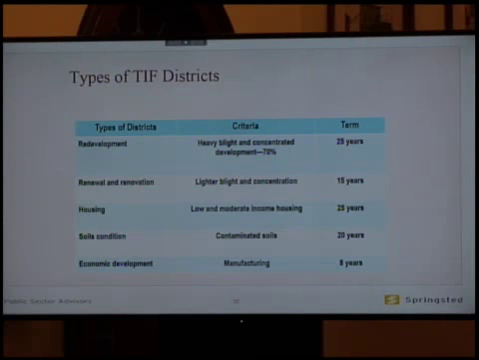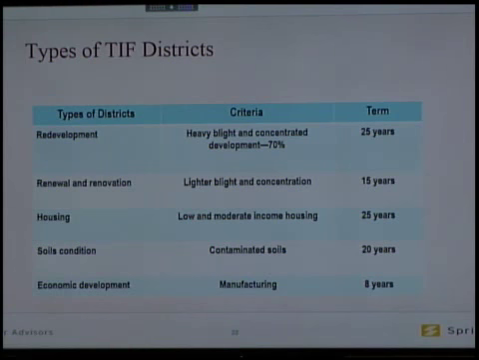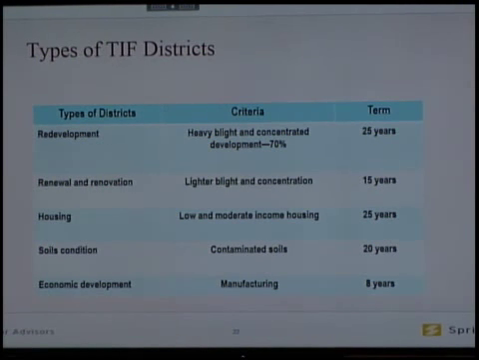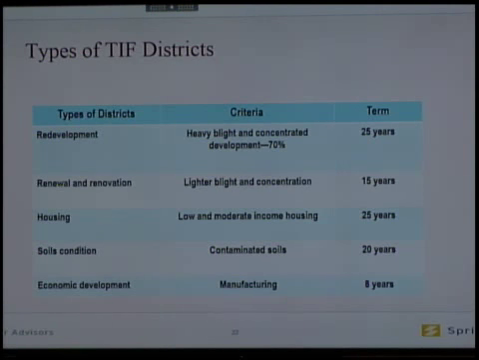These are the 5 different types of tax increment districts. There's a redevelopment district where you have a concentration of blight and substandard buildings that has a term of 25 years. There's a renewal and renovation district with less concentration of blight that has a term of 15 years. The proposed district here is a housing district. It will enable low and moderate income housing that has a term of 25 years. And then there's a soils condition district and economic development district as well.